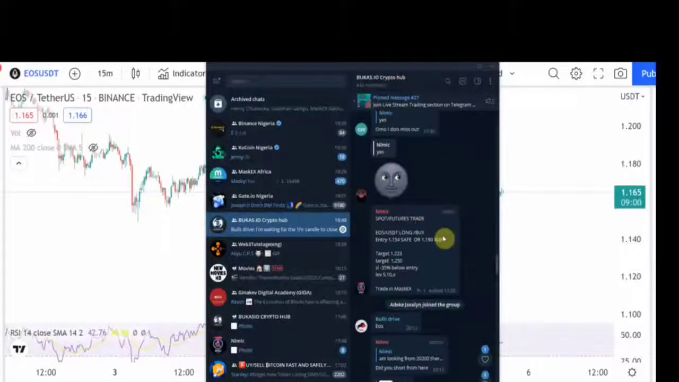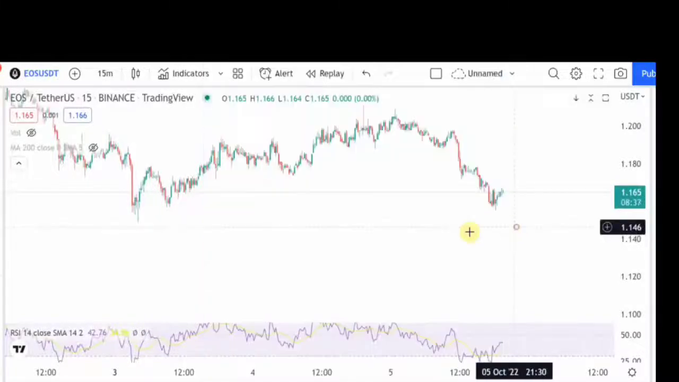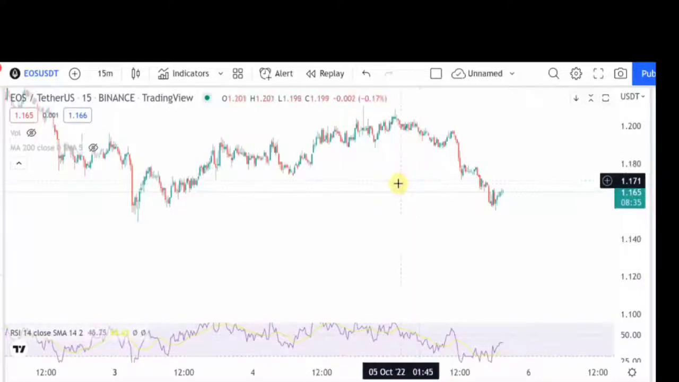This is my group, guys, and if you can see very well here, I said EOS safe entry is at 1.14154, risk entry 1.119. Now let me show you guys what I mean here. So risk entry was here.